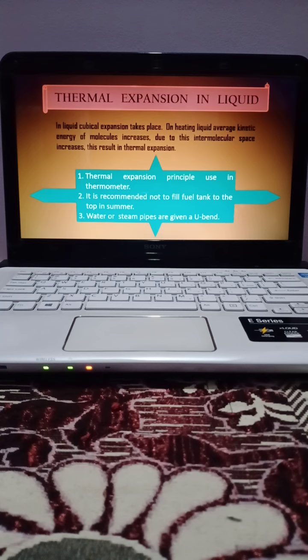The third example is that water or steam pipes are given a U bend. By making the pipes with a U bend, we save them from any kind of damage when thermal expansion in the liquid occurs.